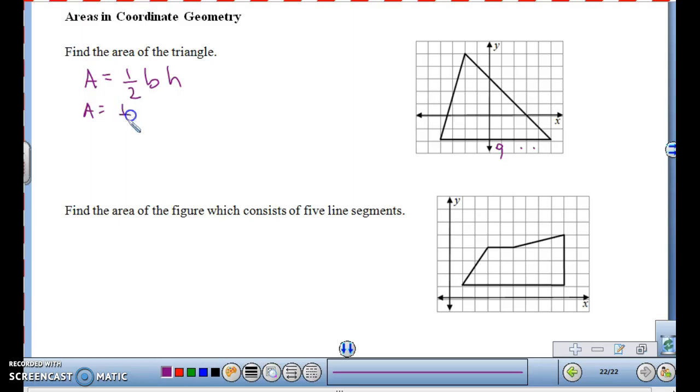A is equal to 1/2 times 9. Now your height, remember, don't use the side of the triangle for the height. The height has to be measured perpendicular to the base, like so. So your height here is going to be 1, 2, 3, 4, 5, 6, 7. So your area is 1/2 times 9 times 7. And 1/2 times 9 times 7 is 31.5 square units. So this works out to be square units.